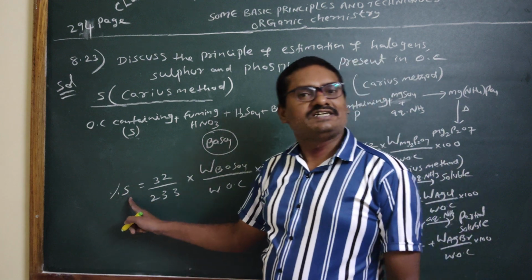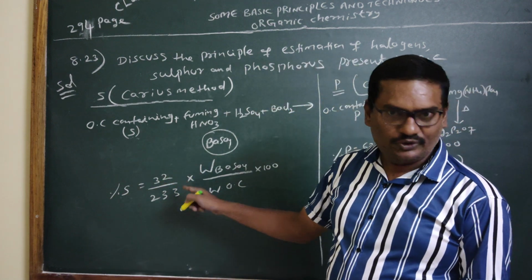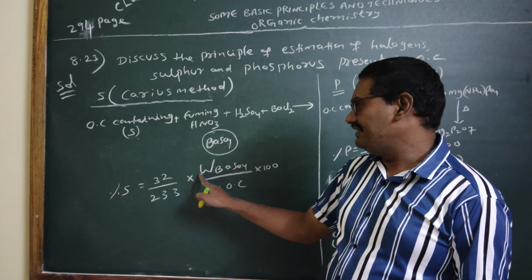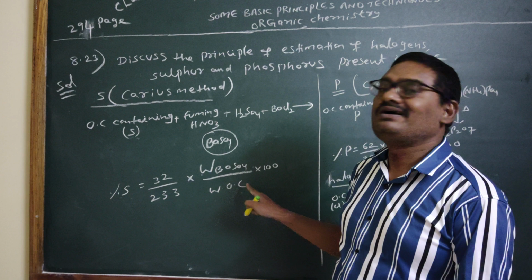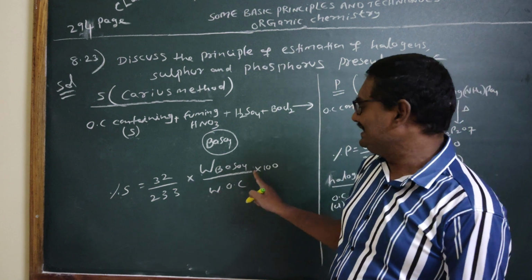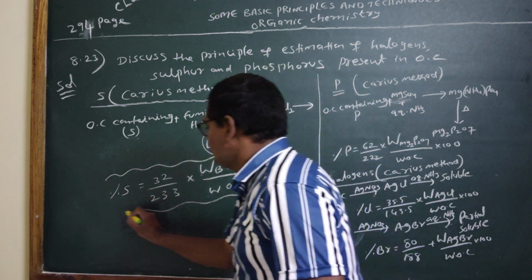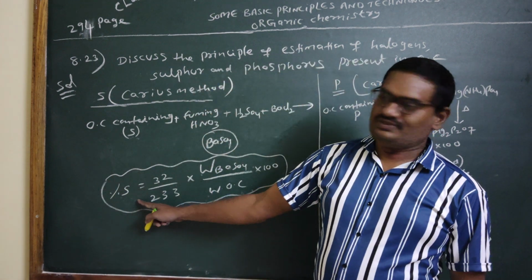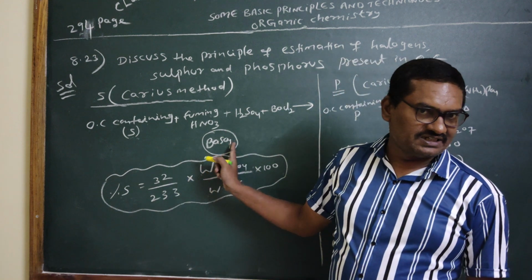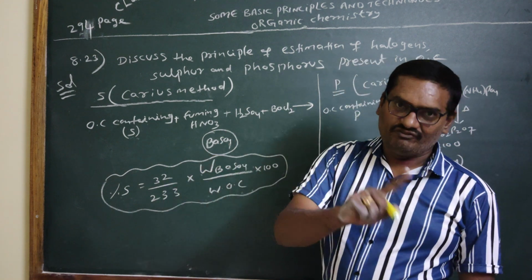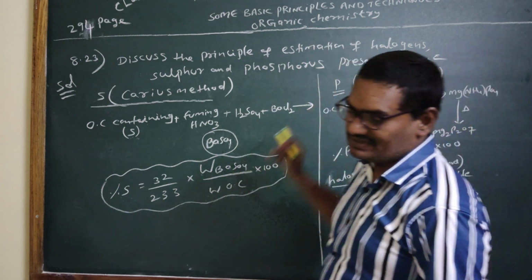Then percentage of sulfur is equal to 32 by 233 into weight of barium sulfate by WOC, weight of organic compound, into 100. So it is the formula. Next one, phosphorus.